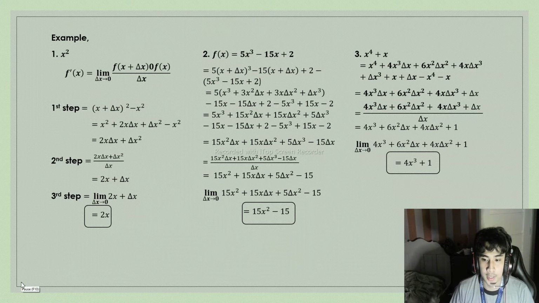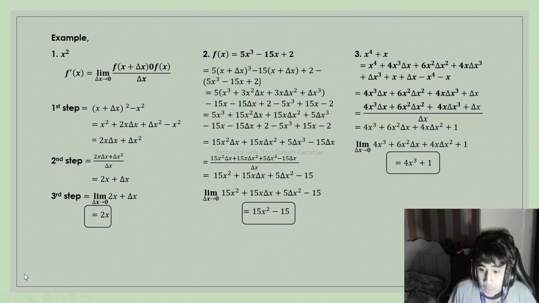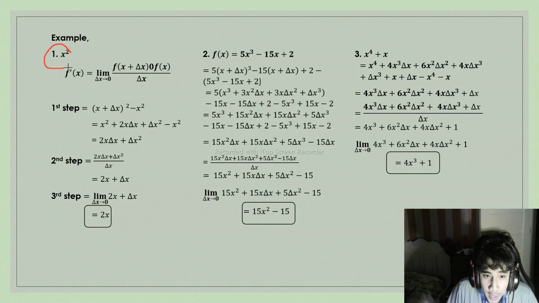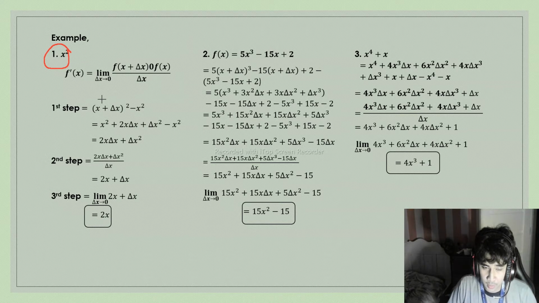It's kinda messy down here. I hope you stay with me. So, ang first example natin ay x squared. So, finding the derivative of x squared using three-step rule. So, first step, substitute natin yung f of x. So, ang f of x natin ay x plus delta x.